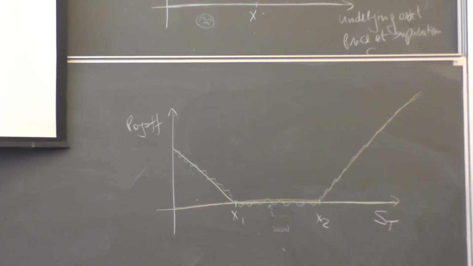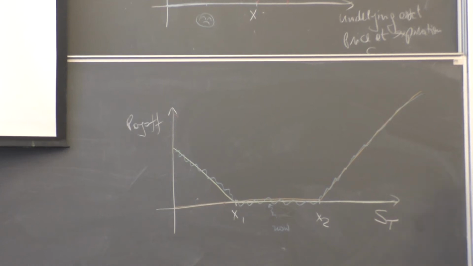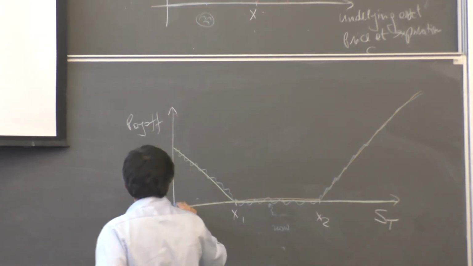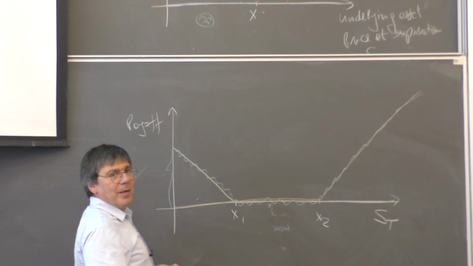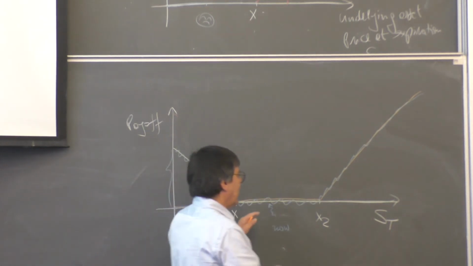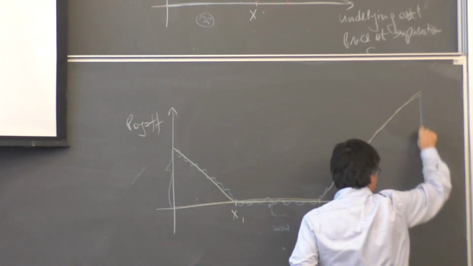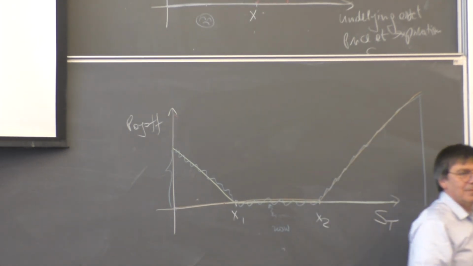Okay, so how do you do that? You buy one of these, right? You buy a strangle. Tomorrow the company goes bankrupt, and you say, great, I just made this profit. Or maybe the share price multiplies by 3, and you say, that's even better. I made this profit. Okay?